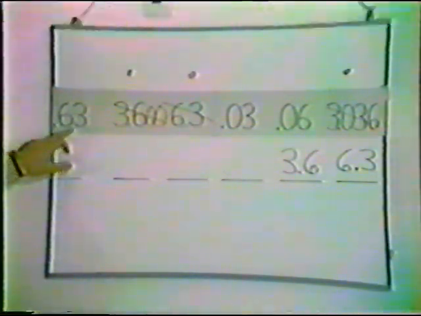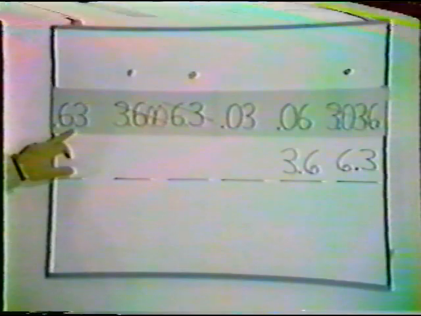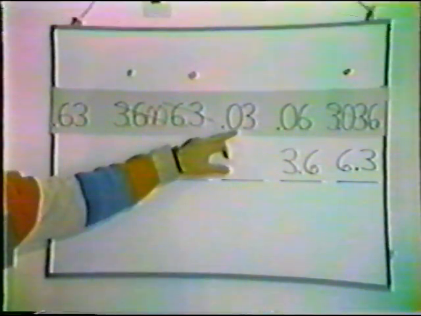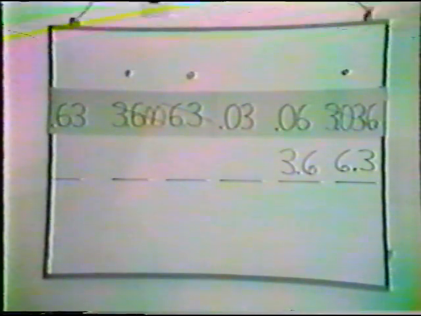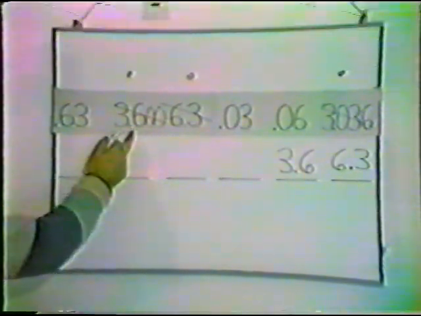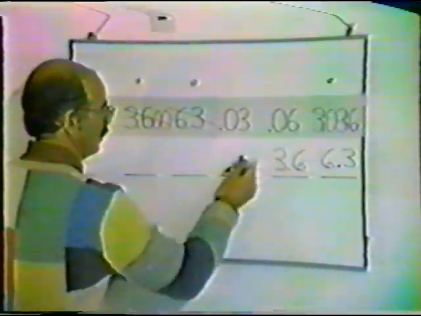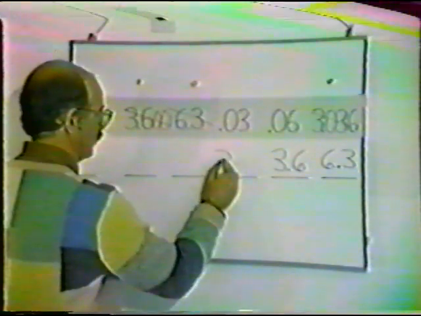Let's look at the rest of our numbers. How many decimal places in this one? 2. And in this one? 2. And in this one? 2. Well, we forgot to write this other one. We knew about this one, that it was larger than this one, but we haven't written down this one here.